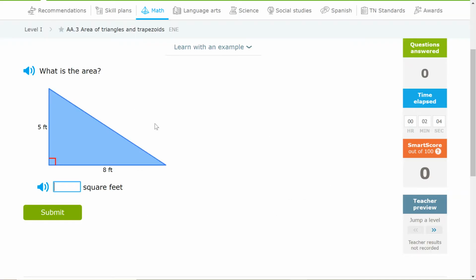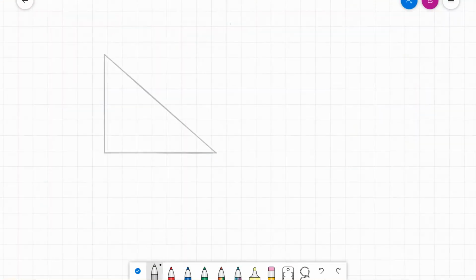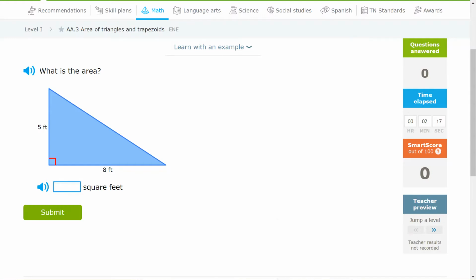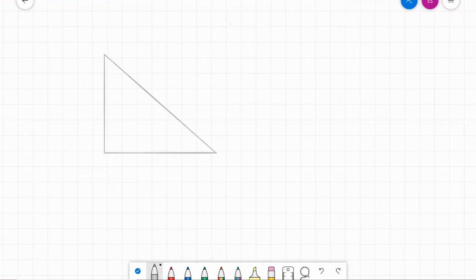Perfect. So this IXL problem asks what is the area, and it gives us this triangle. So I'm going to do this on kind of a separate sheet, but I'll do the same problem. So let's see, we've got 8 feet and 5 feet.